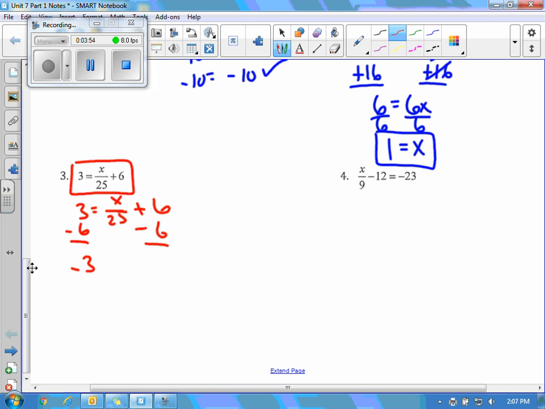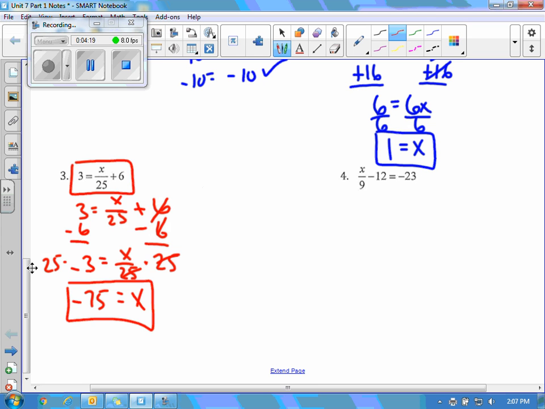3 minus 6 is negative 3. Then on the right side, I'm left with x over 25 because these cancel out. X over 25 is a fraction, which means division, so to undo that, I need to multiply. Multiply both sides by 25, the denominator. So 25 times negative 3 is negative 75. These 25 cancel out, so I get x equals negative 75.